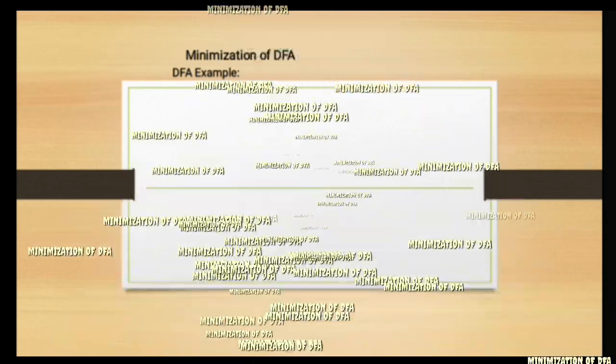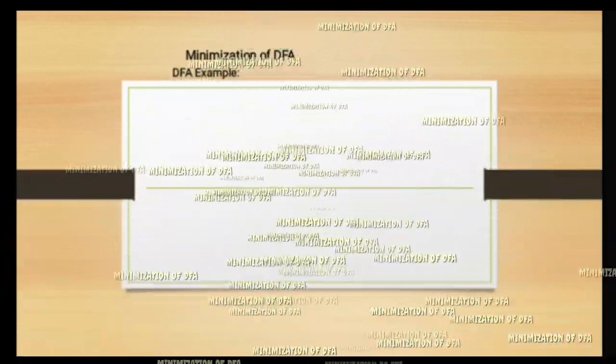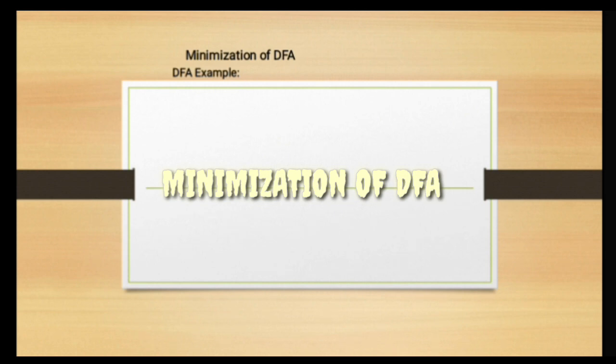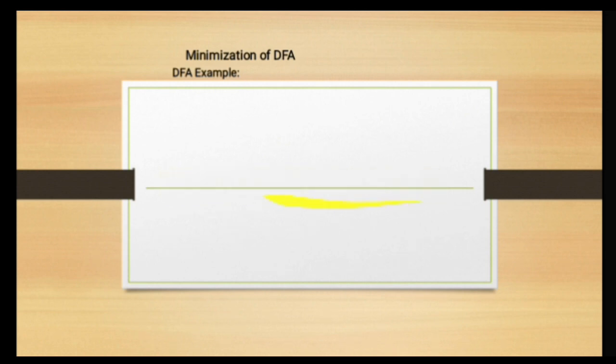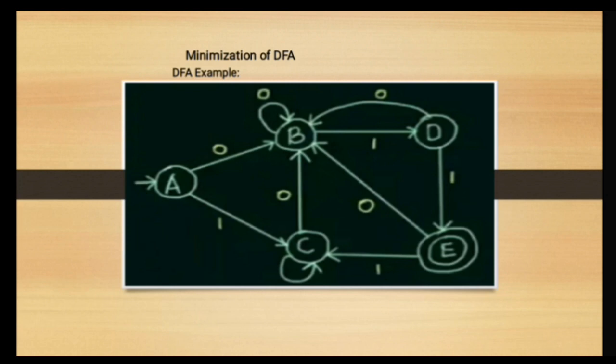Hi, in this video I'm going to show you the step-by-step instruction on minimizing a DFA. So I have here a DFA example in which I have 5 states A, B, C, D, E, and as you can see there is an arrow before our first state, which indicates the initial state, and the last state, which is E, has a double circle, which indicates our final state. So these are initial states and these are final states. Our task is to minimize this DFA.